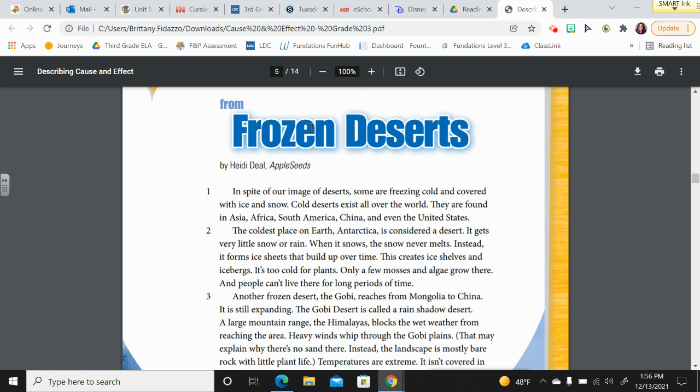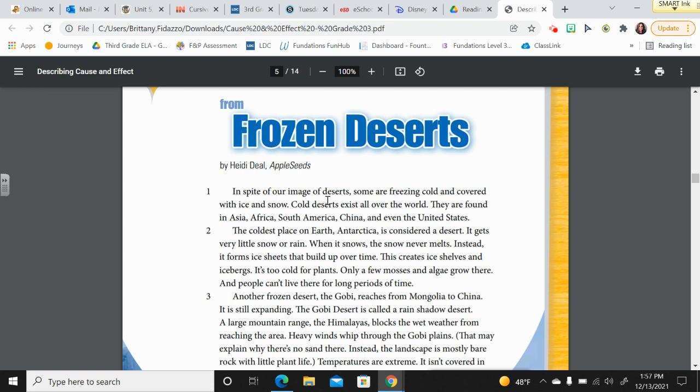Okay, now we're going to look at our story for today. It's from Frozen Deserts. And when we're reading, if you look down in the bottom corner, it says close reader habits. Underline sentences that show the effects of extreme cold in Antarctica. So we are going to be listening for the effects of, because Antarctica is so cold, what happens as a result. All right, here we go.